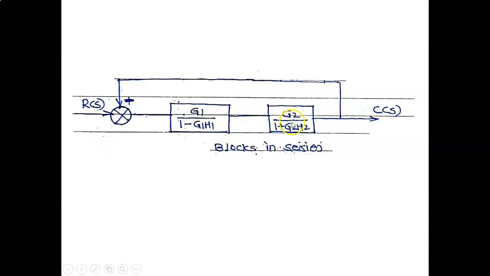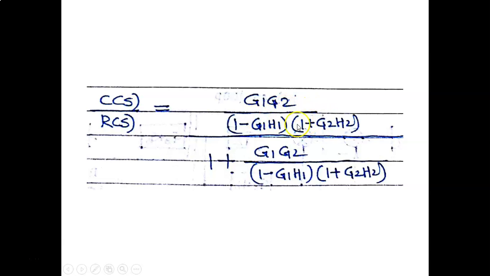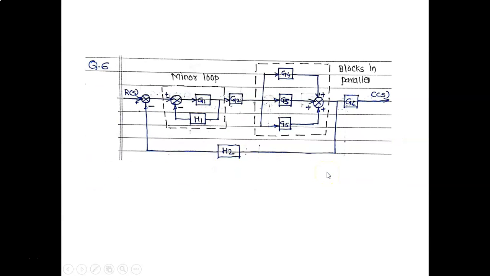Now, these two blocks are in series, therefore they will get multiplied with each other. Therefore, G1 divided by 1 minus G1 H1 into G2 divided by 1 plus G2 H2. Now, this feedback signal is there. Now, here no block is there. Therefore, whenever there is no block, the value of the block is 1. Therefore, this is known as unity feedback loop. Therefore, we will solve this. C(s)/R(s) is equal to G1 G2 divided by 1 minus G1 H1 into 1 plus G2 H2, divided by 1 plus G1 G2 divided by 1 minus G1 H1 into 1 plus G2 H2. Here multiplied by 1 is there because unity feedback is there. Now we will solve this so that these two terms will get cancelled. Now next example, draw this block diagram.